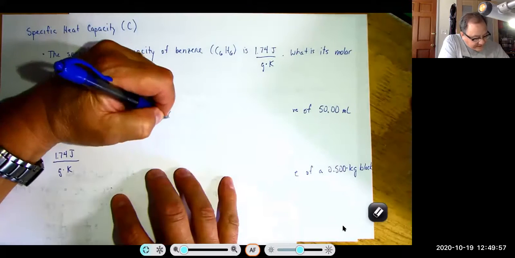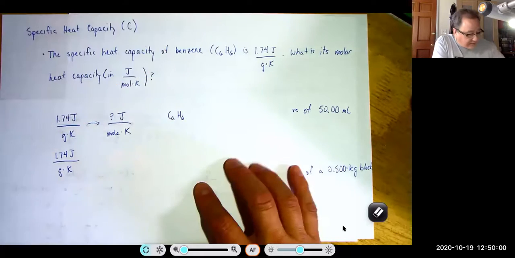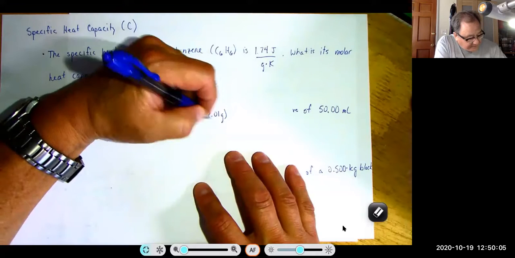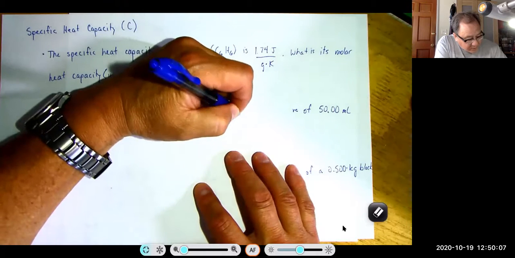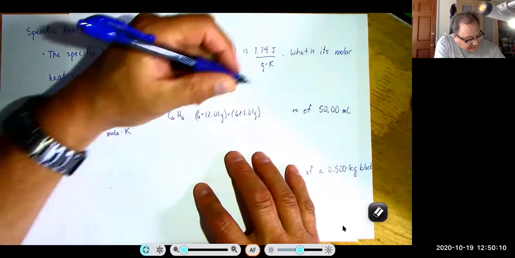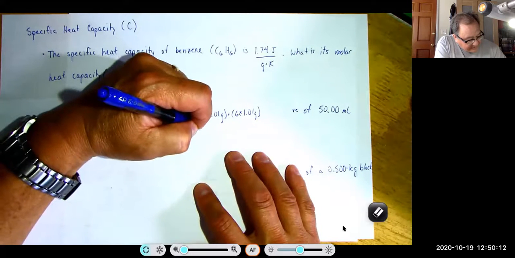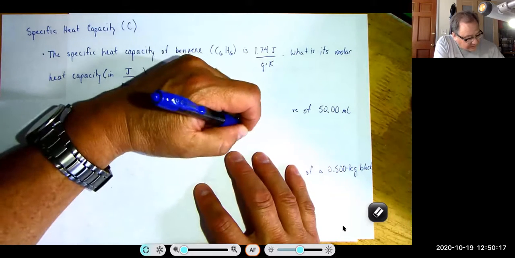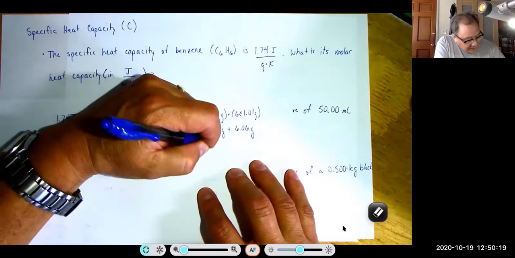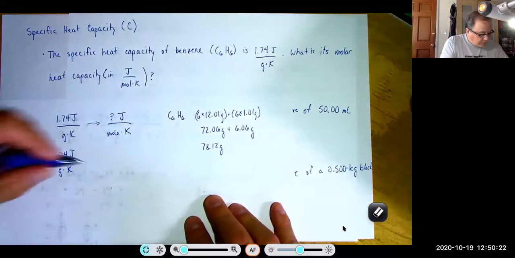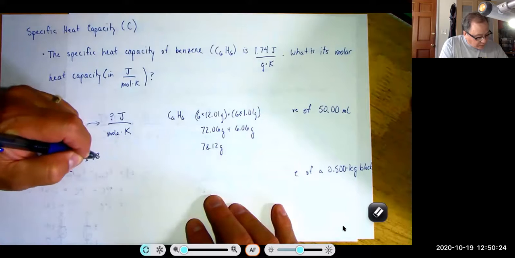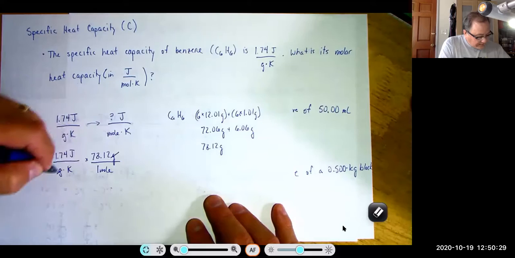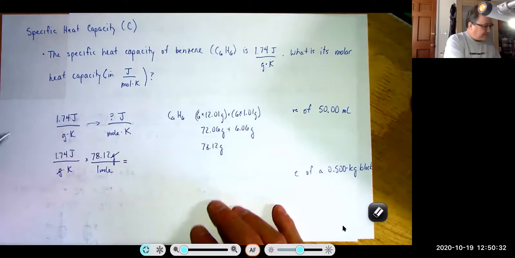Well, C6H6 has a molar mass of 6 times 12.01 grams plus 6 times 1.01 grams. So this is what? 72.06 grams plus 6.06 grams for 78.12 grams. So if we multiply by 78.12 grams per 1 mole, we will be able to calculate the molar specific heat capacity.